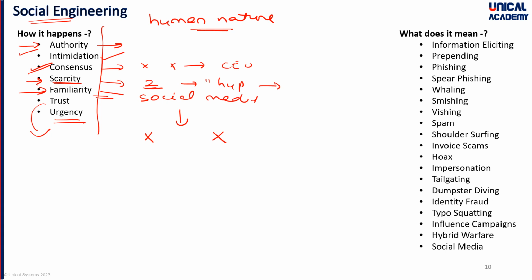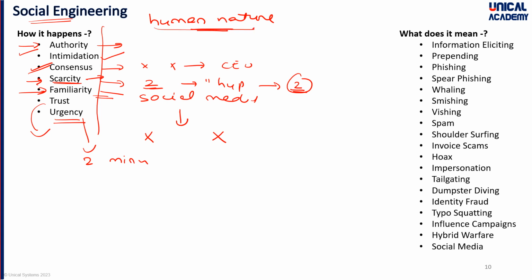The last, which happens more often, is to create an urgency situation, saying you'll be running out of time, something similar to scarcity. In scarcity, you say you have only 2 tickets available. Here you may be saying only 2 minutes available. That's the only difference, but more or less the same. So this is how people may be influenced. That is human nature.